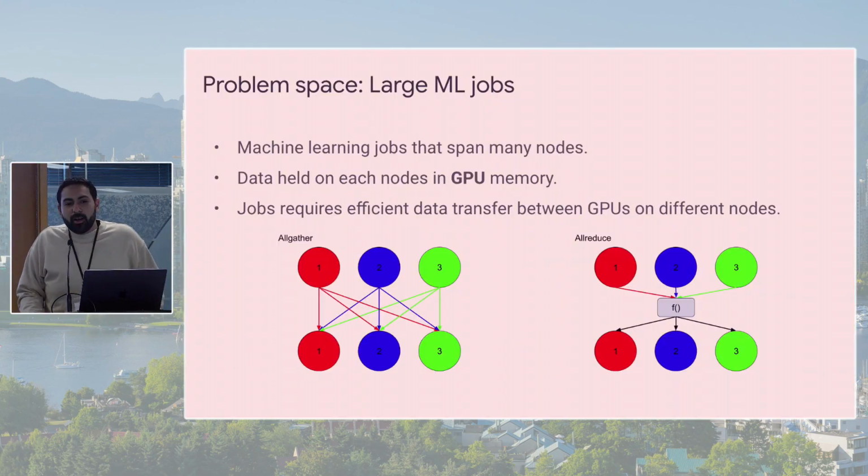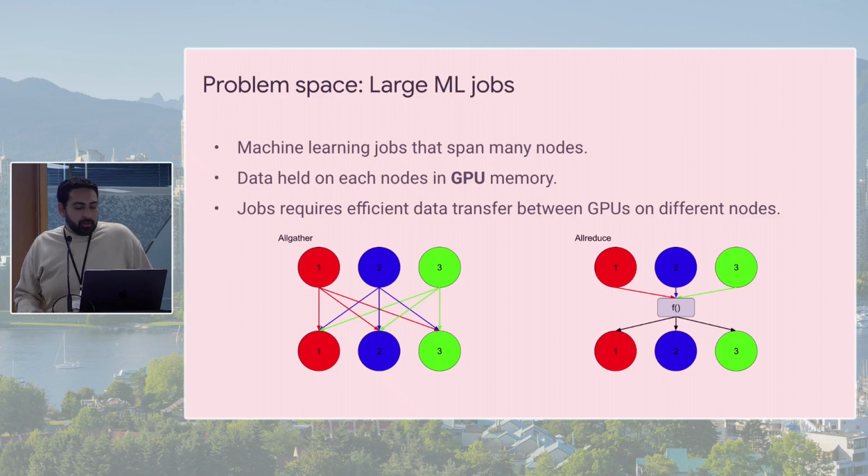So starting with a little bit of a description of the problem space, the context here is large ML jobs, or specifically ML jobs that run across multiple nodes. Typically, these ML jobs would have data in the GPU, and they need to communicate across each other using GPU to GPU transfers in order to do whatever the useful computation that they're doing is. And in this specific context, the GPU to GPU transfer performance is critical to the performance of this job.